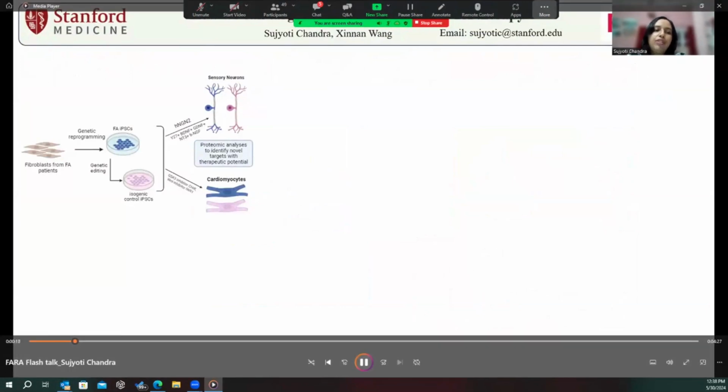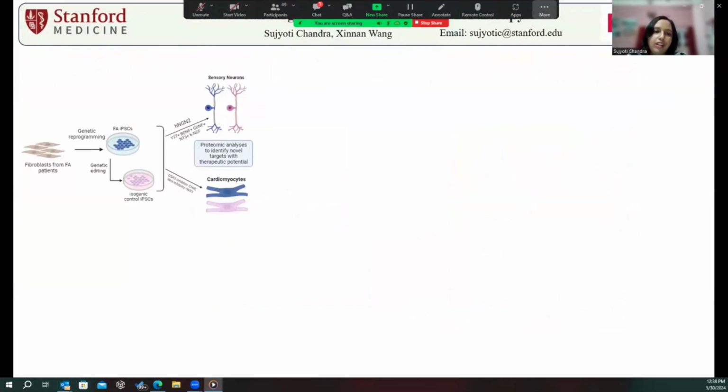The main focus of my research is to study the cellular and molecular mechanisms of FA with an emphasis on mitochondria, or the power plant of the cells, and to identify novel mitochondrial pathways that are altered in FA patients. To study this, I use induced pluripotent stem cells, or iPSCs, that are derived from skin cells or fibroblasts of FA patients. These are further edited to generate isogenic control iPSCs, and I further differentiate them into proprioceptive sensory neurons and cardiomyocytes, which are two of the cell types most affected in FA.